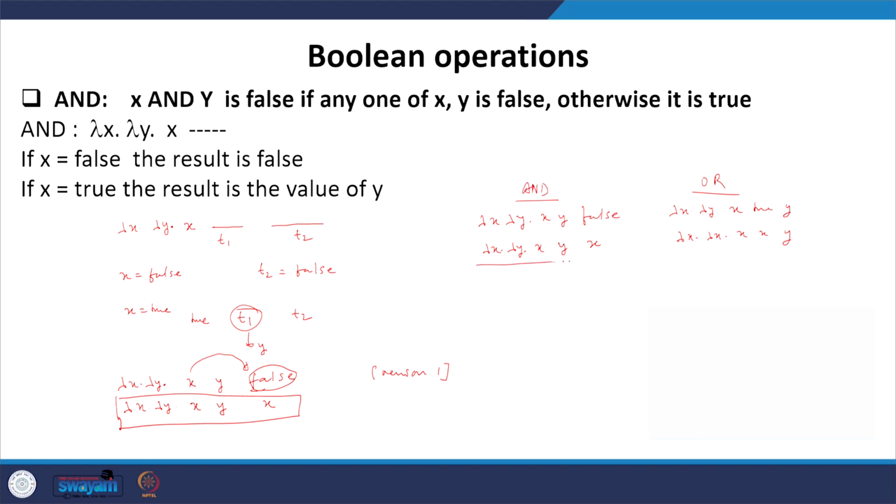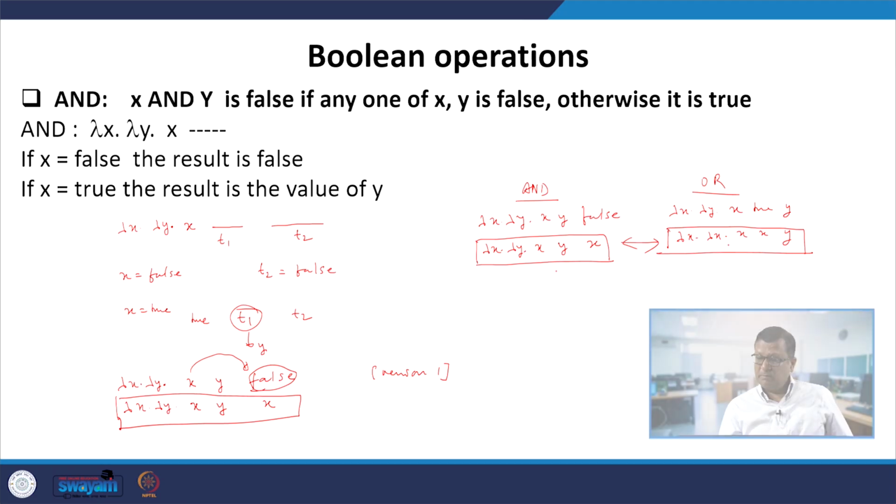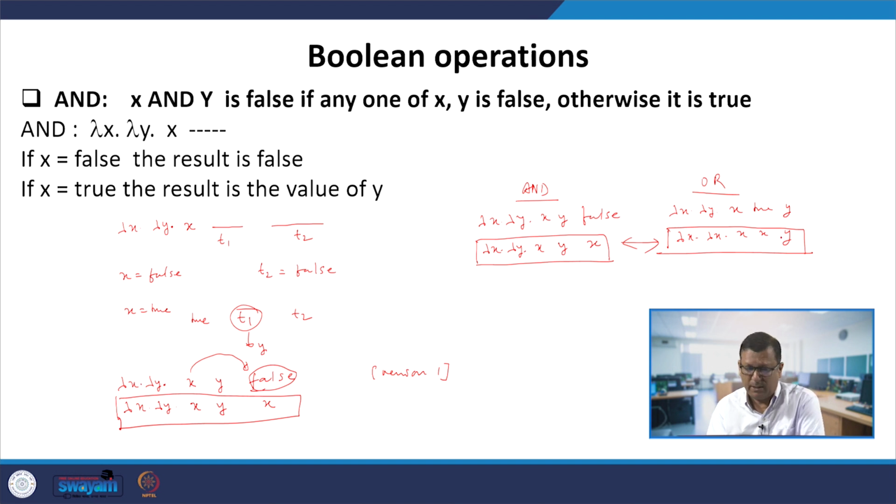In these AND and OR functions, version 2 does not have any constant terms. They are very simple terms, one is x x y, another is x y x. So here, if x is true, you are getting the first term, and if it is false, you are going to the second term, and the second term will be the value of y. So if it is true, it will be true, and if x is false, we are going to get false. So this is the design of AND and OR.